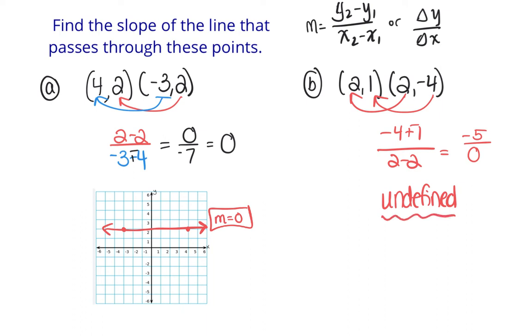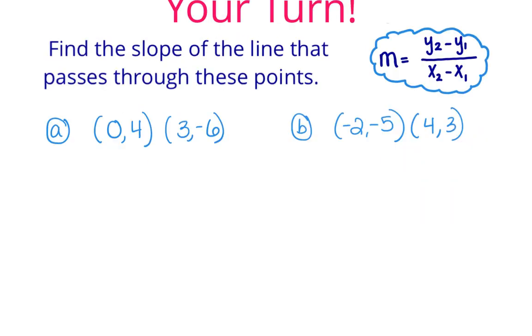But let's just take a peek and confirm that on our graph. So if we take (2, 1), that would be right here, and then (2, -4), that would be right here. And yeah, when we connect those points, I can see that this is a line that has an undefined slope. All right, now it's your turn. Pause the video, see if you can find the slope between these 2 lines. Make sure you write your work down on paper and simplify your ratio when you're done, and then push play to see how you did.